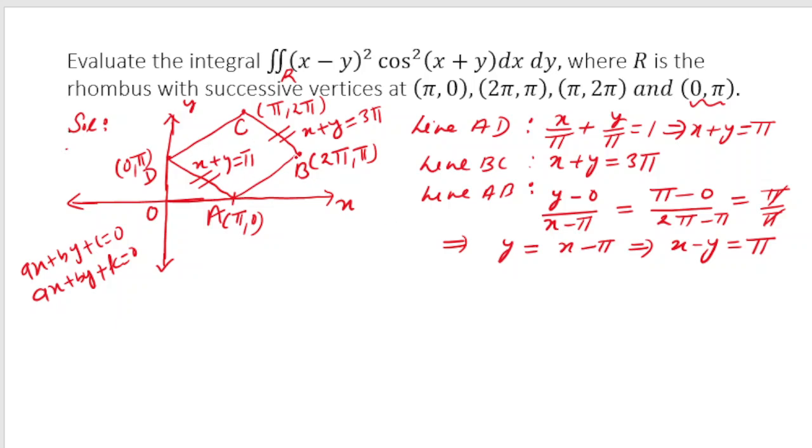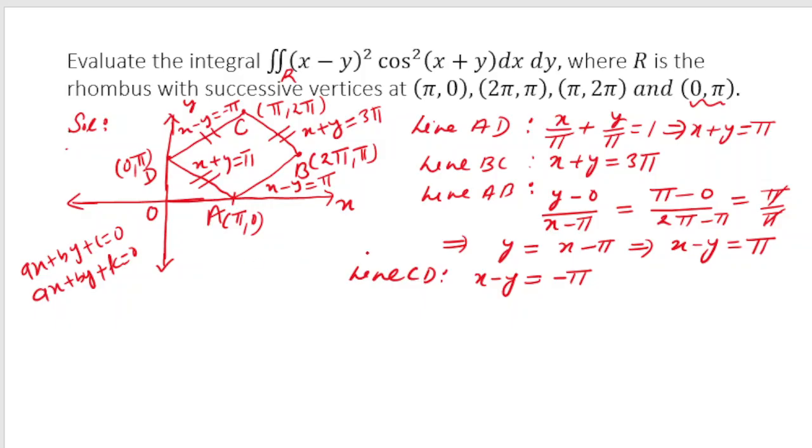Now I have got the equation of the line AB, so I need to get the equation of the line CD. Since line CD is parallel to the line AB, its equation will be something like x minus y, and now this is passing through the point pi comma 2 pi, so it will be pi minus 2 pi, that is equal to minus pi. So we have got the equation of this line, that is x minus y is equal to pi, and the equation of that line, that is x minus y is equal to minus pi. Okay, now we have got the 4 lines' equations.